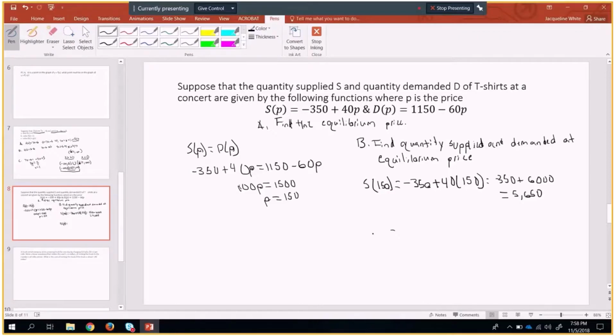We already know what to do, right? We just plug in 150. So D of 150 is equal to 1150 minus 60 times 150, right?